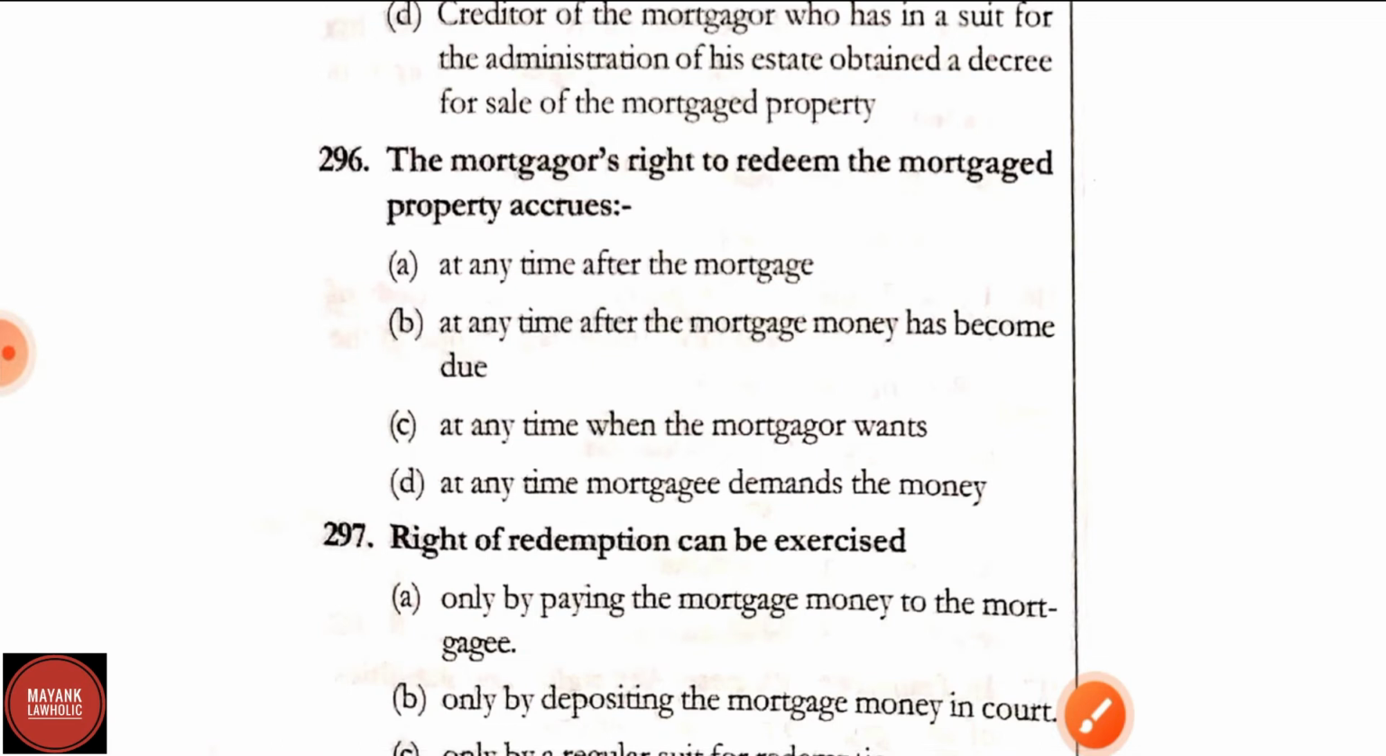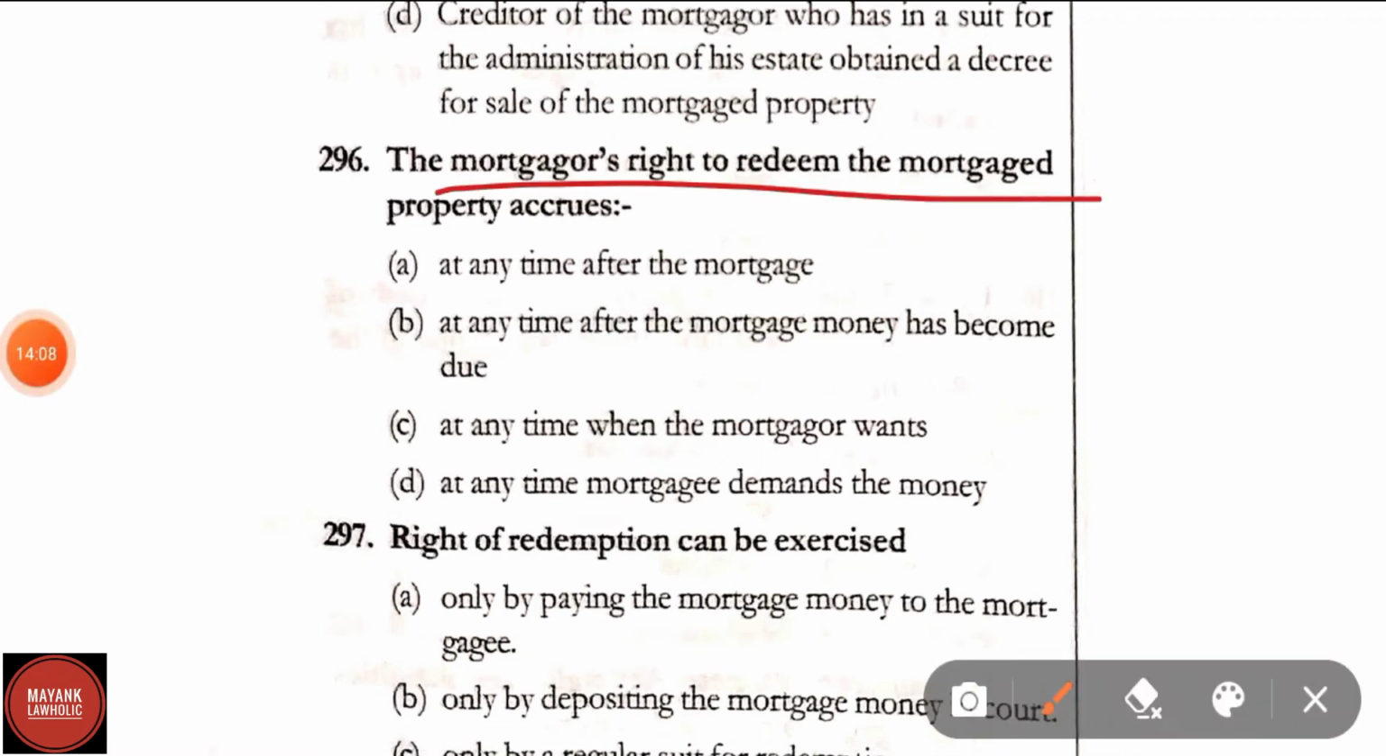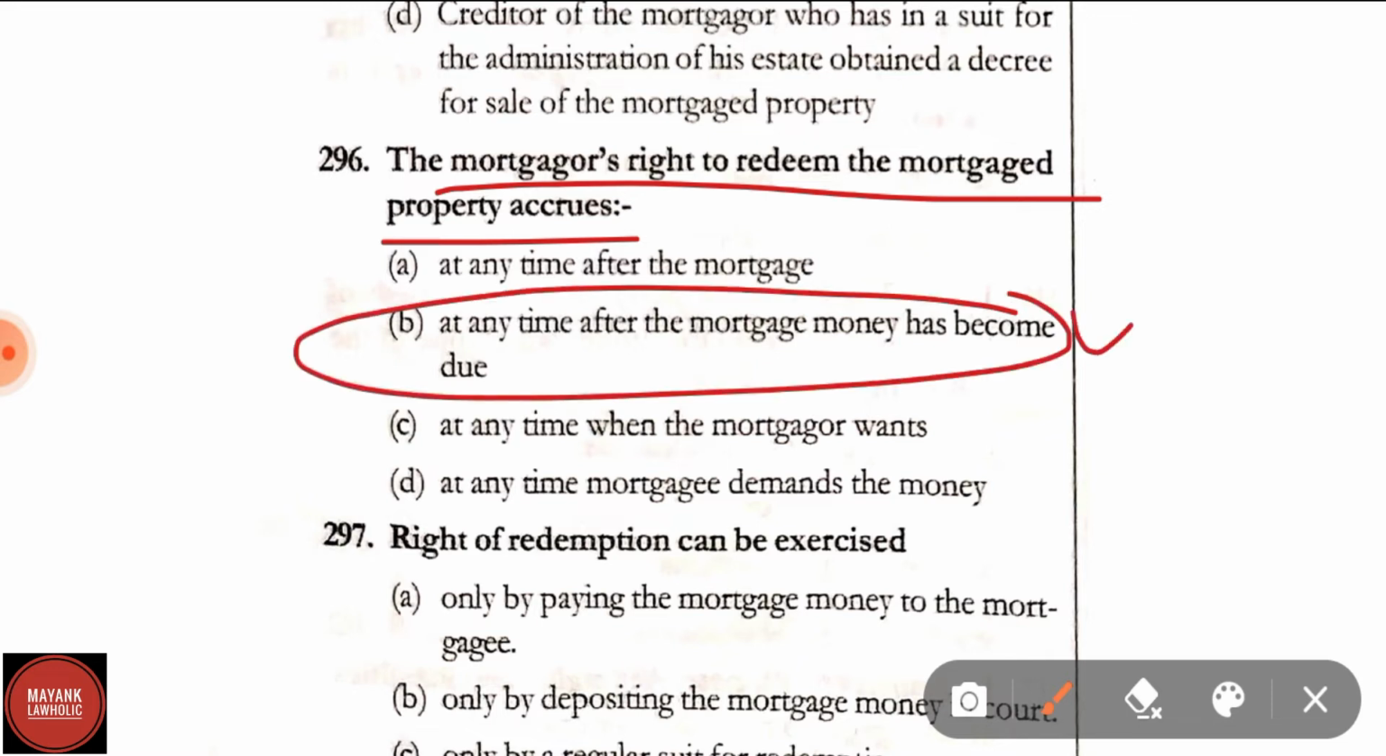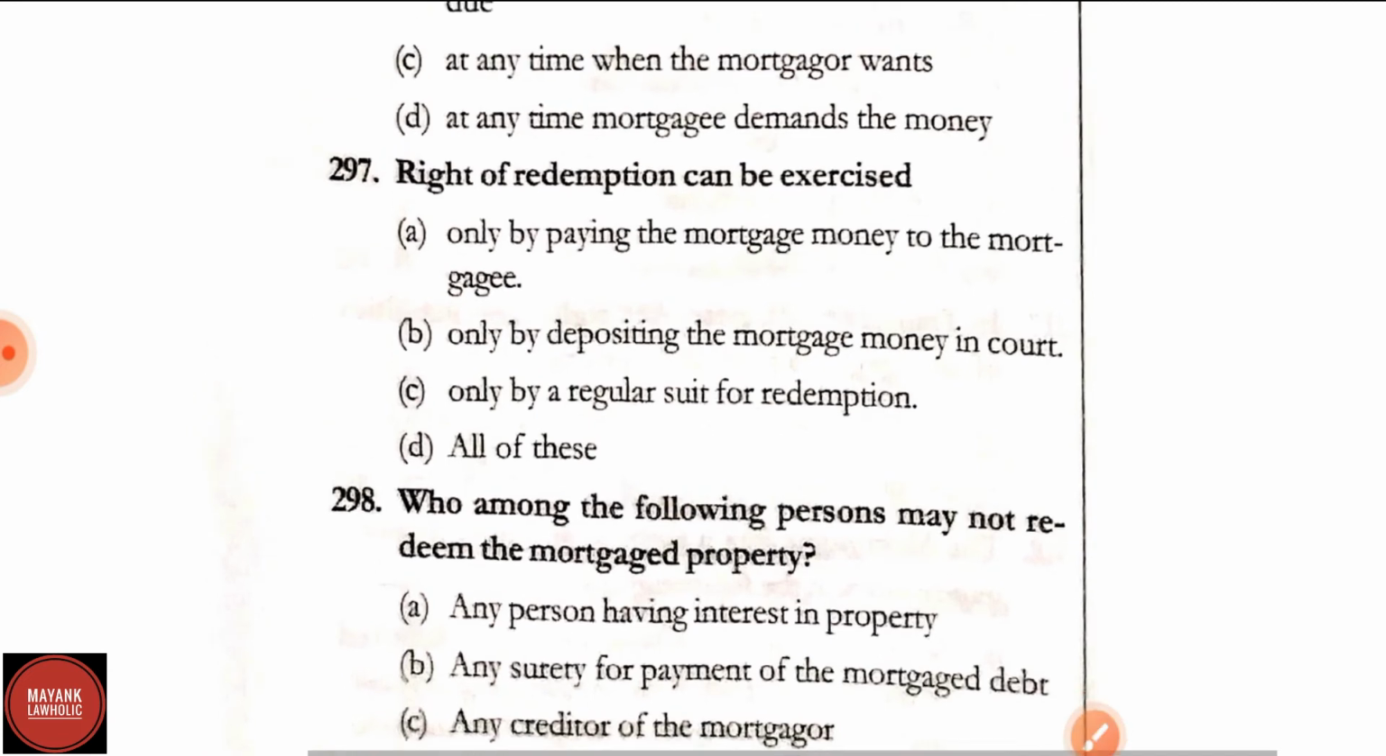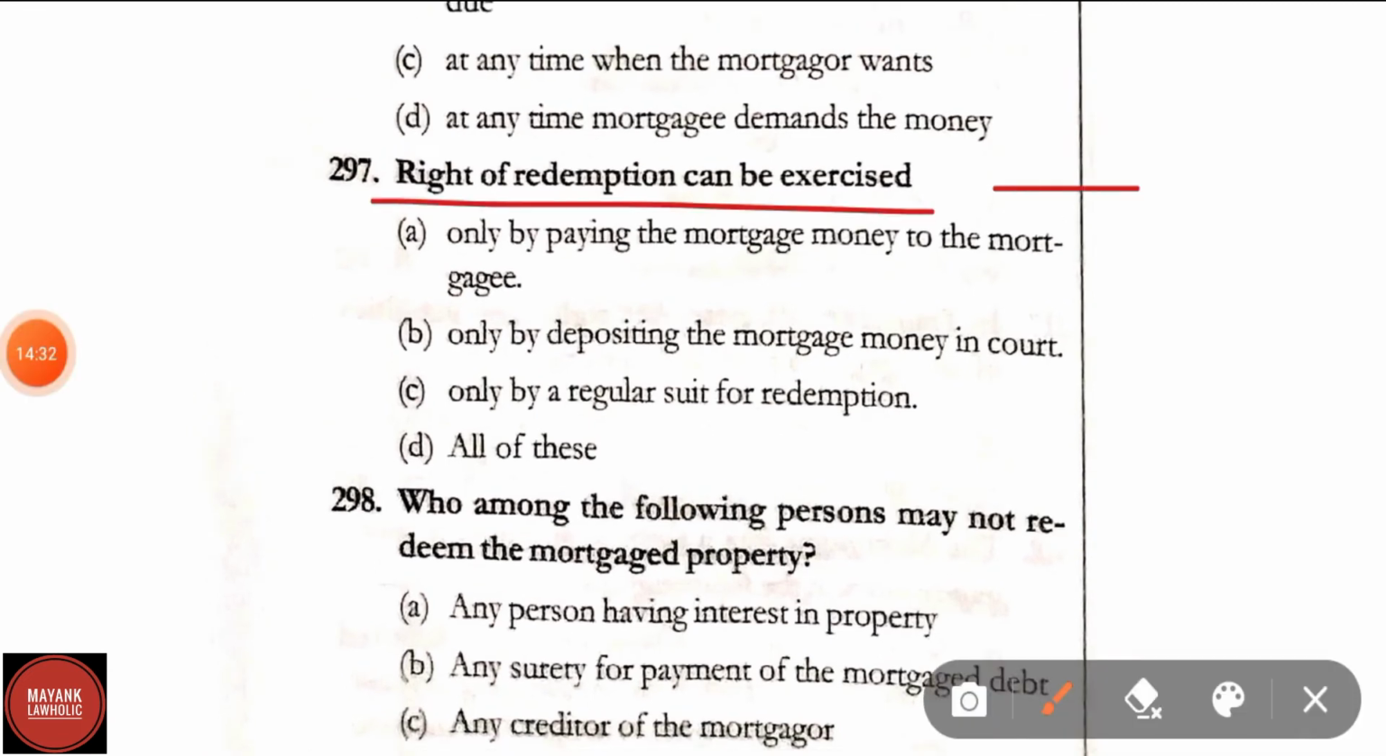Question number 296. The mortgagor's right to redeem the mortgage property accrues, option A, at any time after the mortgage. Option B, at any time after the mortgage money has become due. Option C, at any time when the mortgagor wants. And option D, at any time the mortgagor demands the money. Here correct answer is option B, that is at any time after the mortgage money has become due. Question number 297. Right of redemption can be exercised only by paying the mortgage money to the mortgagee, only by depositing the mortgage money in the court, only by a regular suit for redemption, all of these. Here correct answer is option D, that is all of these.